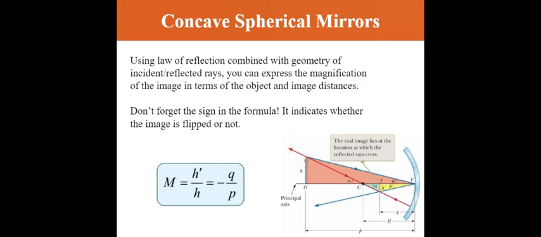The negative sign accounts for the fact that if the image is being formed in front of the mirror, it's always upside down. So the magnification formula doesn't just account for the size of the image over the object, but also whether it's upright or upside down. So don't forget the sign, because every time the image is in front of the mirror, the magnification will be negative. If it's behind the mirror, it'll be positive magnification. We'll talk about this soon, but just keep that in mind.